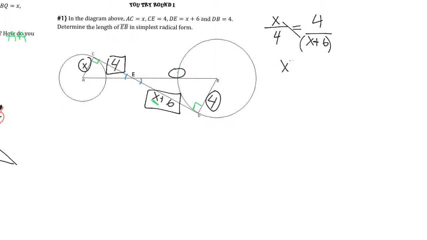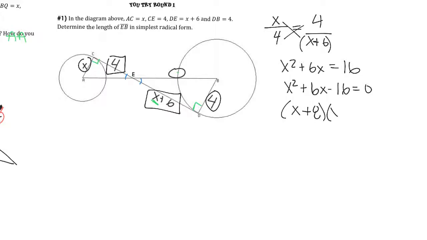So I need parentheses here. X squared plus 6x equals 16. Subtract 16 from both sides. X squared plus 6x minus 16 equals 0. X plus 8 is my factor, and x minus 2. So that multiplies to negative 16 and adds to positive 6. So x equals 2 or x equals negative 8. Would it make sense to have a negative side here for CA? So x is 2.